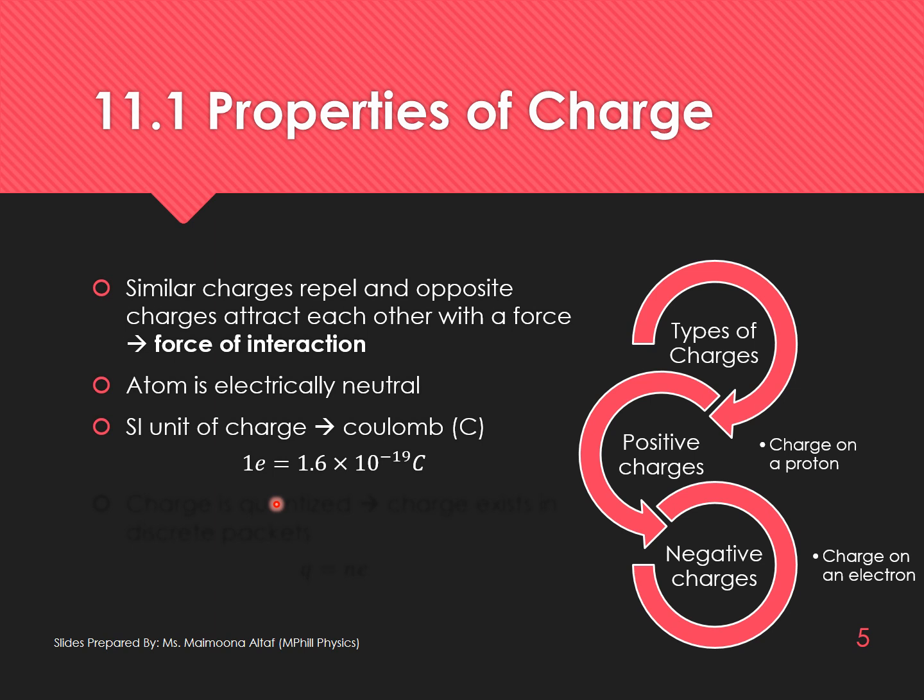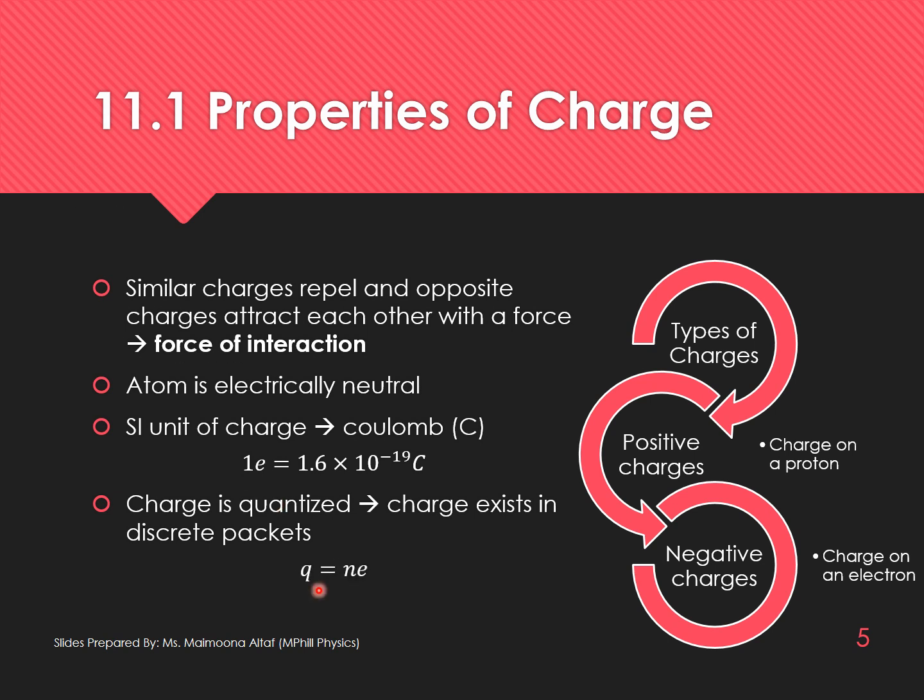Charge has a characteristic, that is, it is quantized. Charge exists in discrete packets. It means it does not have continuous values. It is the integral multiple of the charge on an elementary particle, Q = n e, where Q is the charge on any material, while n is the integral multiple and e is the charge of an elementary particle.